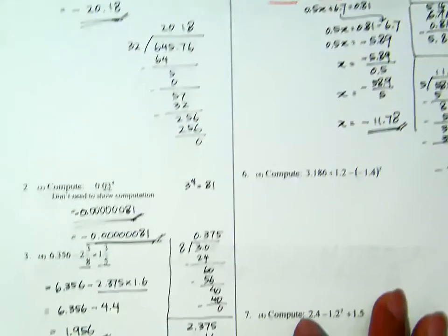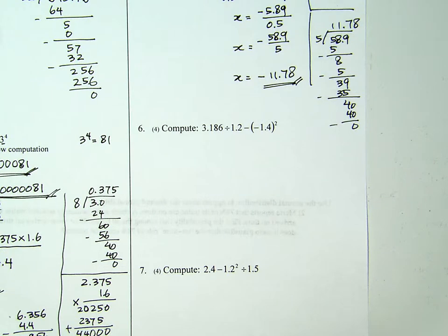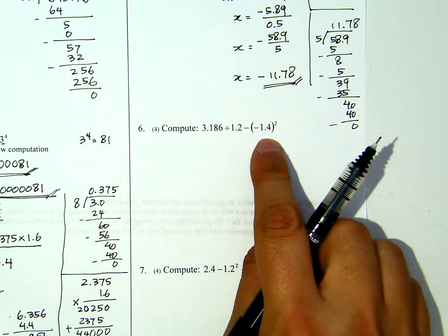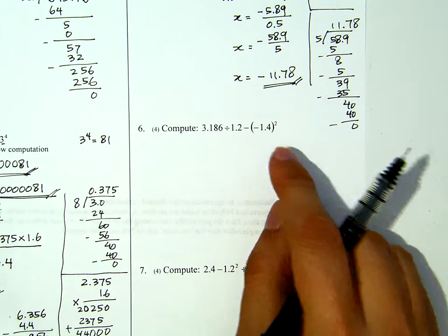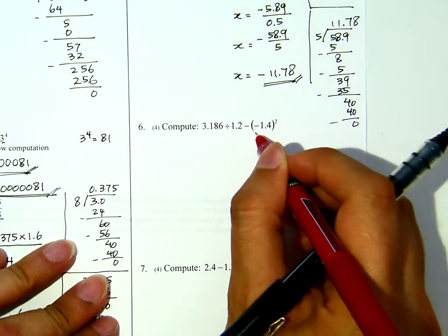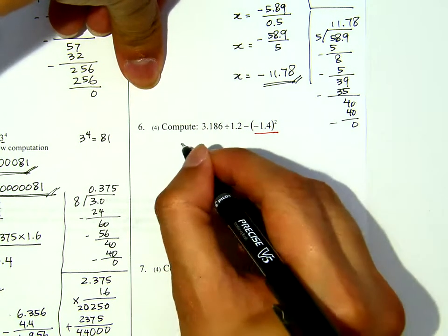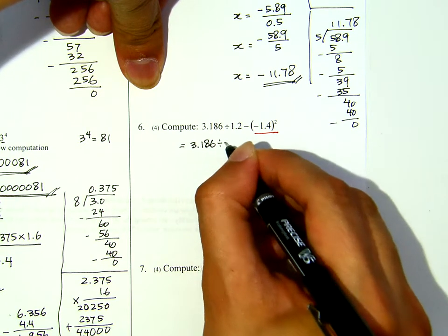Number 6, we will compute this. We have division, we have exponent. It seems like we have a grouping symbol here, but it's actually not. This parenthesis here is a separator. Now what I will do first is the exponent, and the rest I copy down.